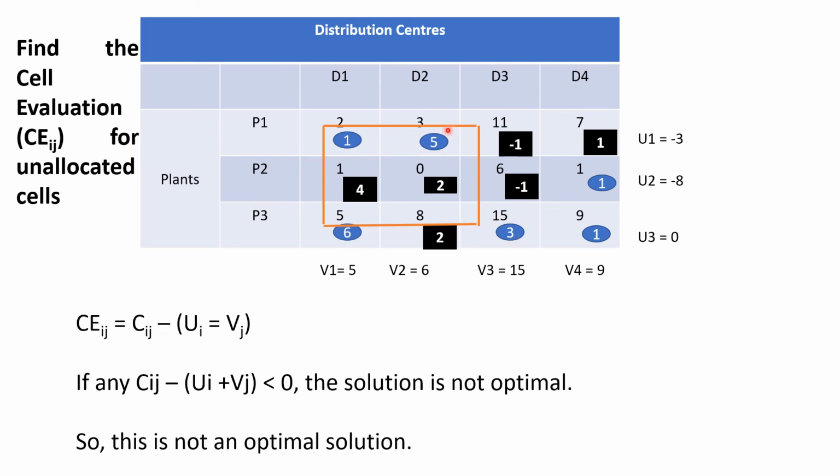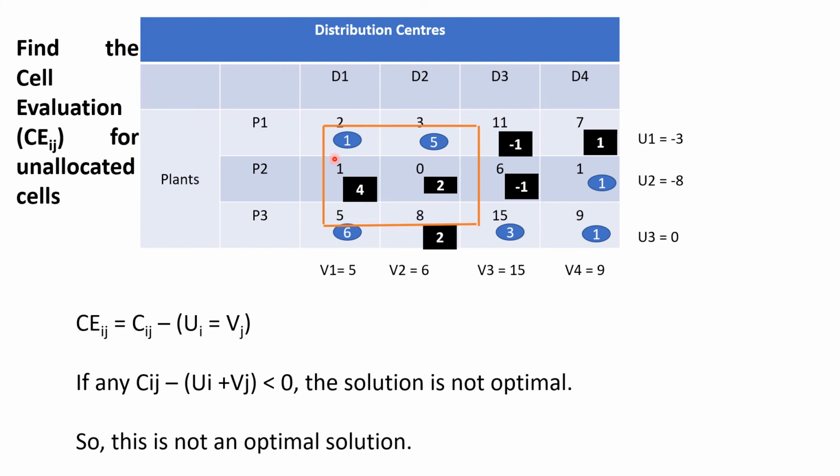Who will leave? Which allocated cell should we consider for leaving? For that, we have to draw a closed loop. That's what we have drawn here. A closed loop starts from this point, because this wants to come into my solution, and it should come back to the same point. It is composed of horizontal and vertical lines only, and each corner point of the closed loop should be occupied by an allocated cell.